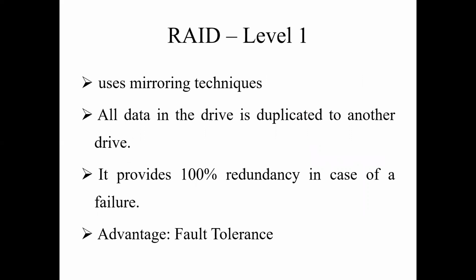And then RAID level 1. RAID level 1 provides redundancy by writing all data to two or more drives. The performance is faster on reads and slower on writes compared to a single drive. If any one drive fails, no data is lost. This method is called mirroring. RAID 1 is also called mirroring. It uses the mirroring technique: all the data in a drive is duplicated to another drive. It provides 100% redundancy in case of a failure. Its advantage is fault tolerance.